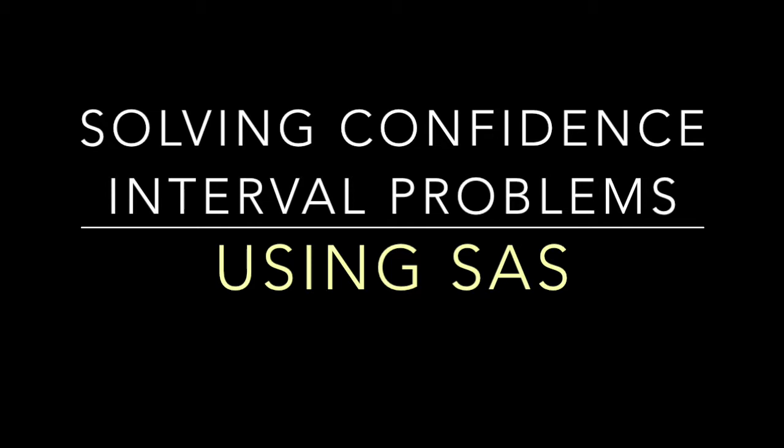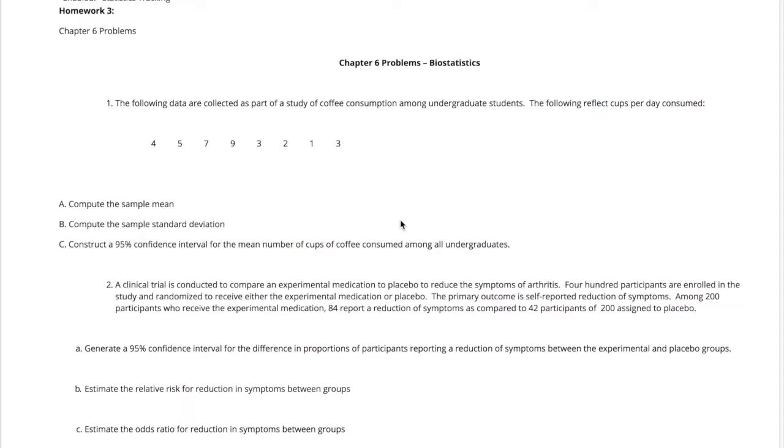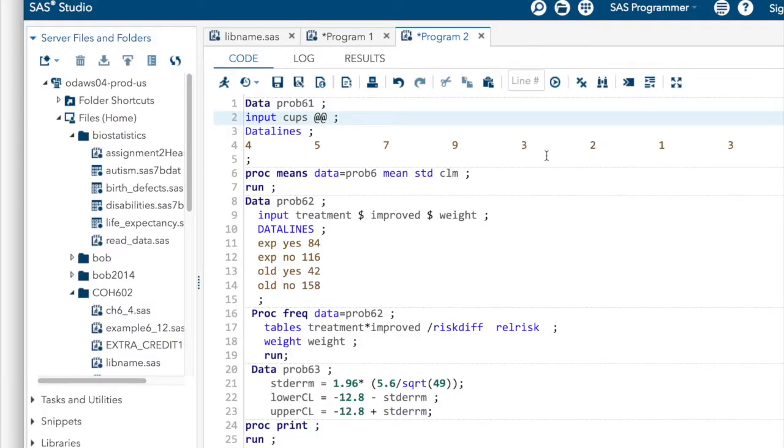Let's start with how do you do the problems from chapter 6 using SAS? So here's our first problem. We have some data collected on coffee consumption among undergraduates, and here's our number of cups they drank every day. What we need to do for this is compute the sample mean, compute the sample standard deviation, and construct a 95% confidence interval for the mean cups of coffee consumed among undergraduates. All right, so let's go over to SAS.